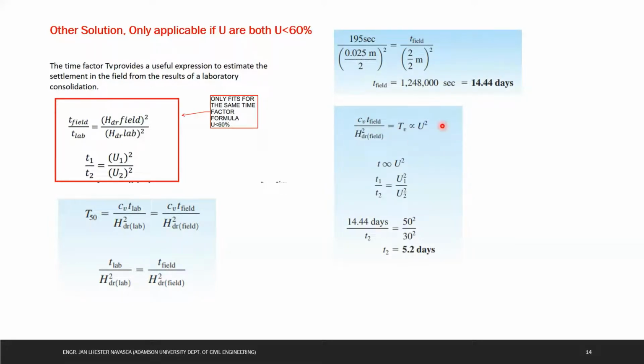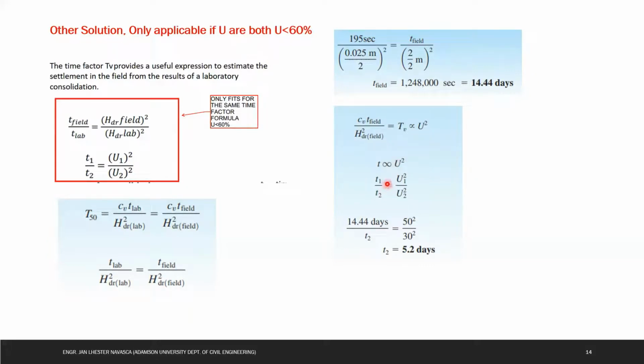So that is with relationship to U squared. From the formula earlier, the value of T_v is pi over 4 U squared. So that value of T_v is related to U squared. Therefore, that time is also directly proportional to U squared.